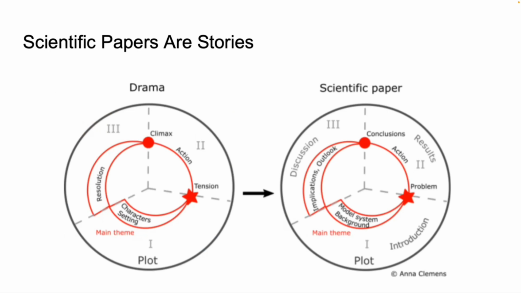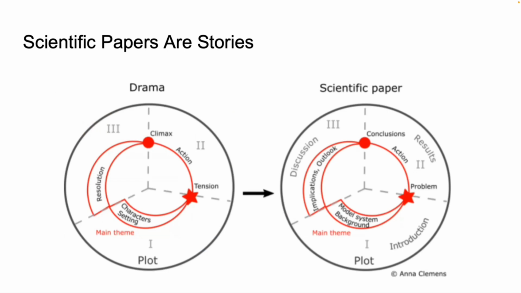Okay, so the first thing we have to talk about for people that are new to reading academic papers is that scientific papers are really stories. The authors are trying to tell you something. They always have this three act arc that normal dramas or any other kinds of books will have, where you start with the problem and then you get from the problem to the main theme.